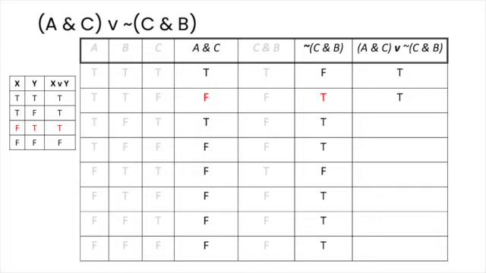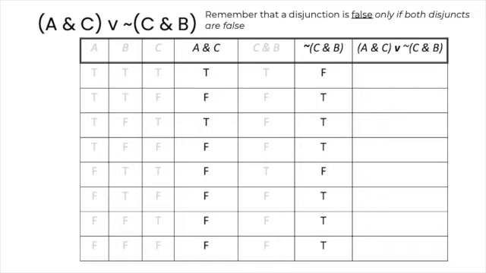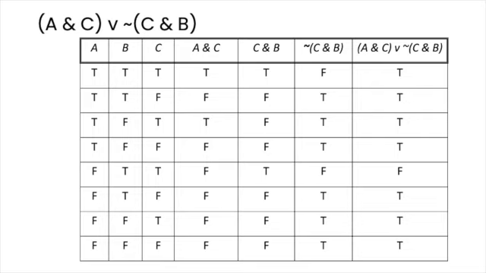But you can take a shortcut if you remember that a disjunction is false only if both disjuncts are false. You will see that the only place where both disjuncts are false is in the 5th row from top to bottom. So you can simply write an F there and write T's everywhere else. In any case, you'll end up with this finished truth table for the sentence.